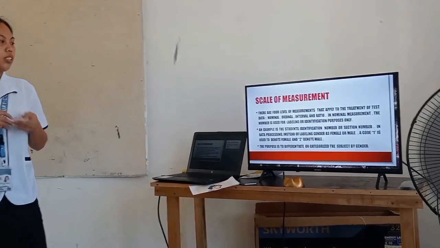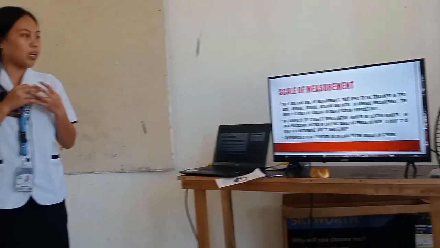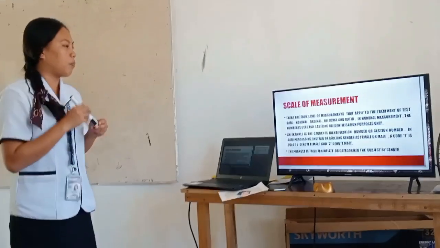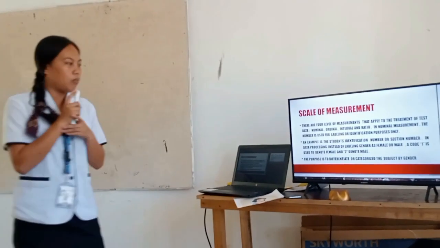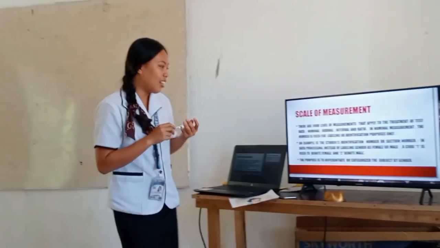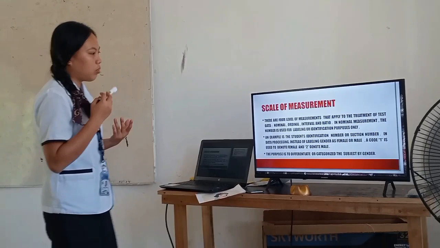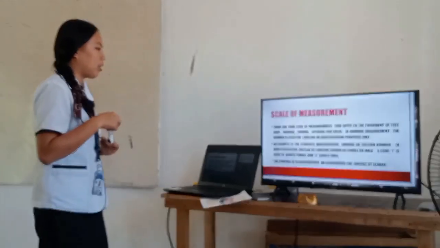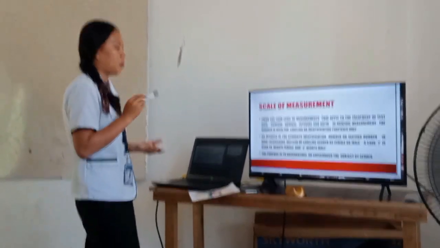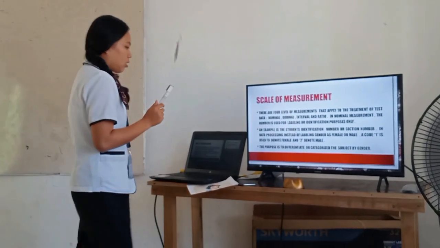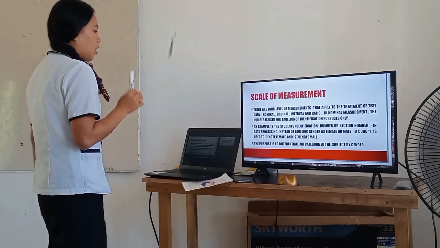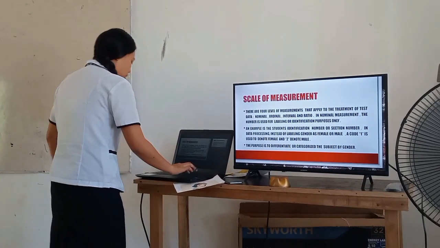An example of this is the student's identification number or section number. In data processing, instead of labeling gender as female or male, a code 1 is used to denote female and 2 to denote male. So, the purpose is to differentiate or categorize the subject by gender.